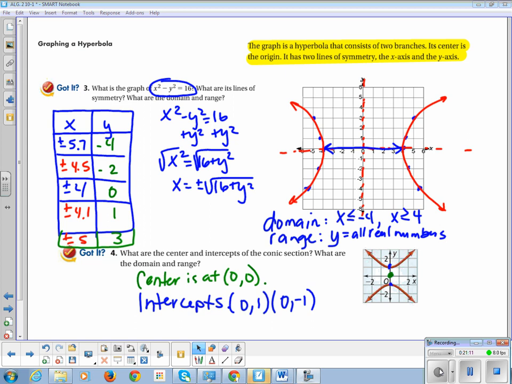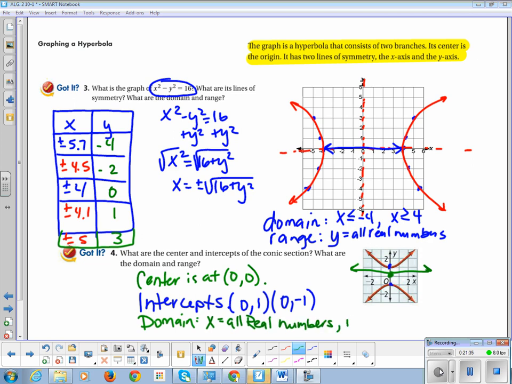And the domain. If you look, there aren't any restrictions on the x values. I can go a bunch of positive x's and a bunch of negative x's. So my x value is all reals. It's my y value that's restricted. So my range, if we look here, we can't have y values in between 1 and -1. So I need my y's to be either less than or equal to -1, or greater than or equal to 1.